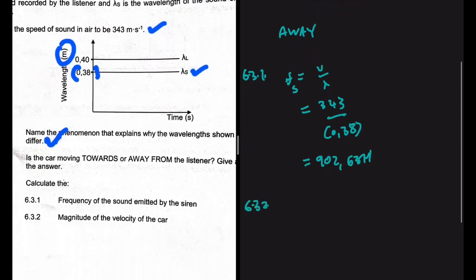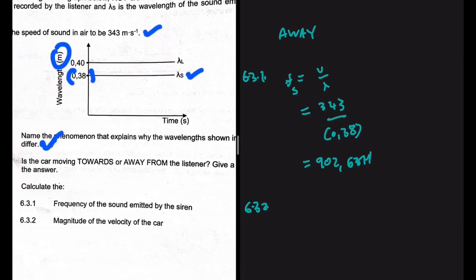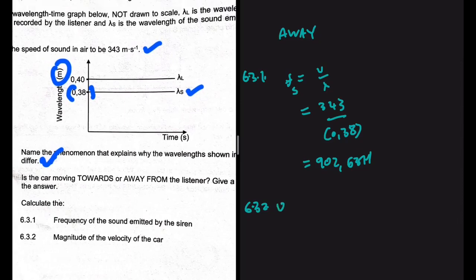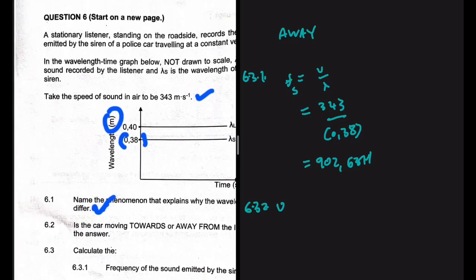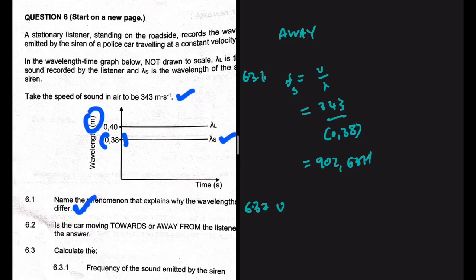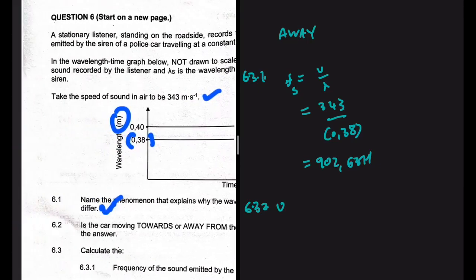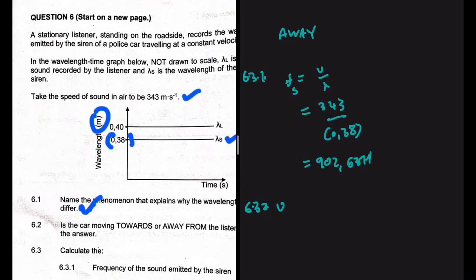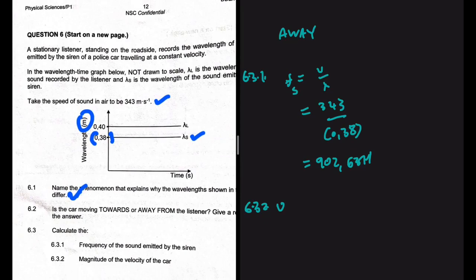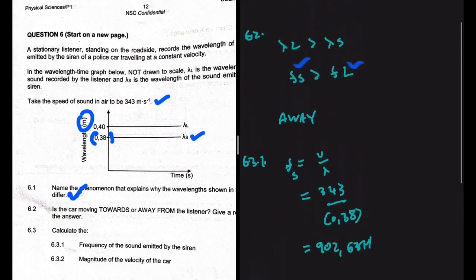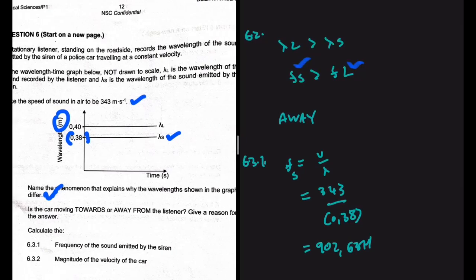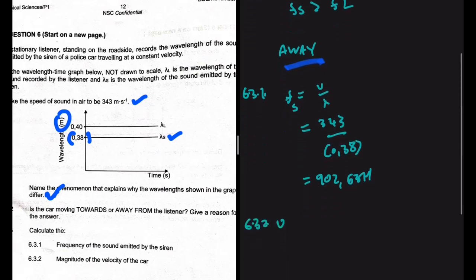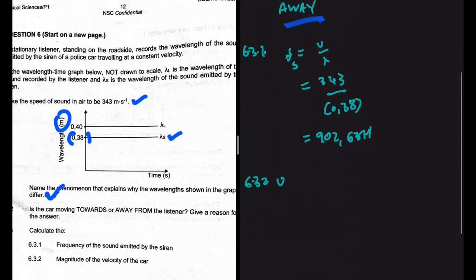6.3.2, magnitude of the velocity of the car. That is actually the last question in question 6. So we are looking for the velocity of the car. Is the listener the one who is stationary, or is the car, our sound source, the one that is stationary? Let's go through our question statement again. A stationary listener. Okay, so the listener is stationary. It is the car that is moving away, right? So the answer here is still away, but it is the sound source that is moving and not the listener. The listener is stationary. It's the sound source that is moving away.